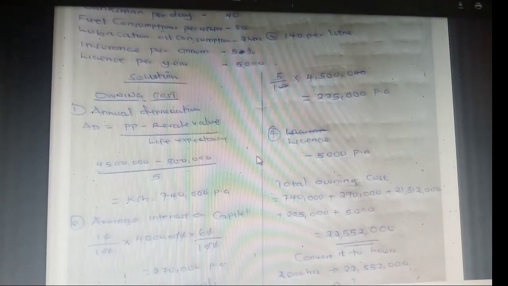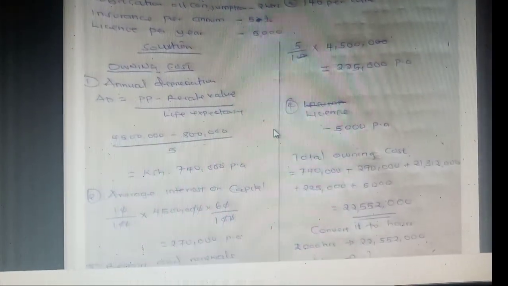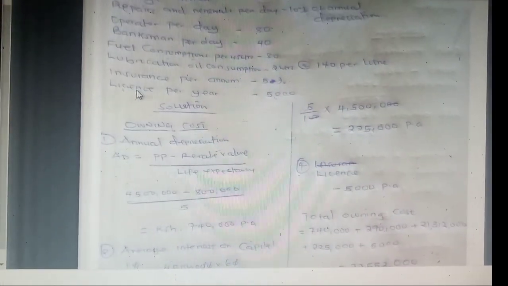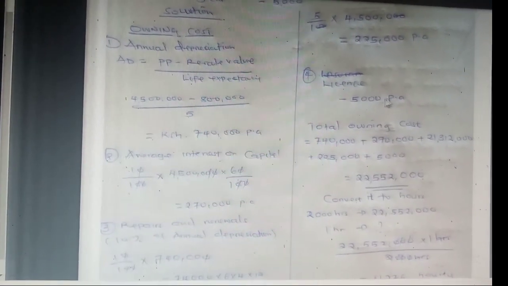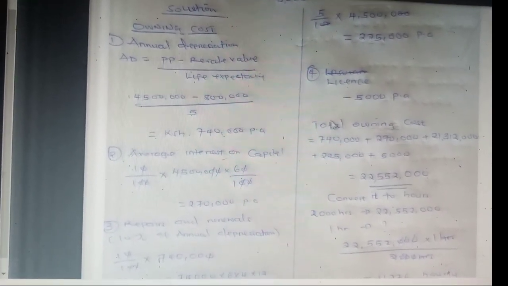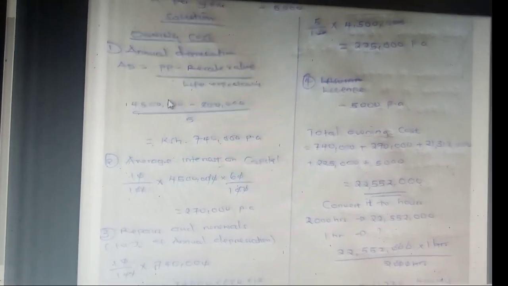So the next one is license. The insurance we are done with. The license was given directly in the question. It was 5,000 per year, so you just have to write 5,000 per year. There are no calculations. So after doing all those items, those are the items that fall under owning cost as per the data that we are given.